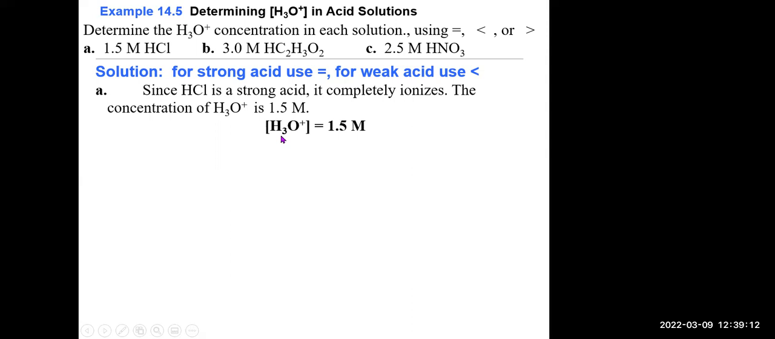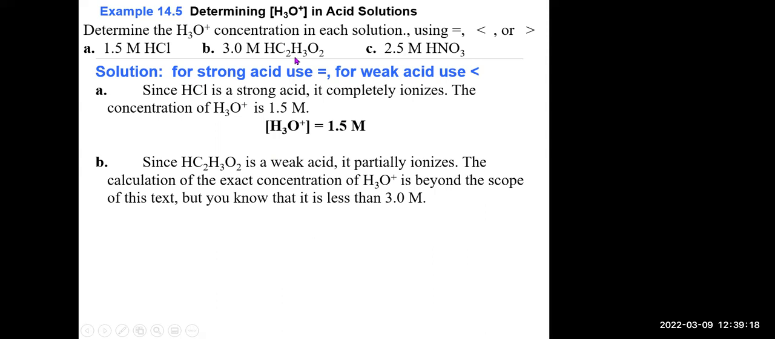For the second one, this is a way of writing acetic acid. We know acetic acid is a weak acid, so it's partially ionized. The calculation of the exact concentration is not in this class, so we will not do the calculation, but we just say that because it's a weak acid, it's not 100% giving you the H plus. Therefore, the H3O plus concentration is even less than the concentration of the given acid, which means the whole unit, 3.0 molar. Therefore, this is a weak acid, and the H3O plus is less than 3.0 molar.